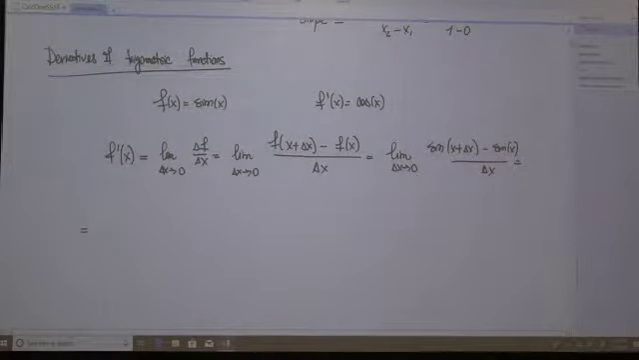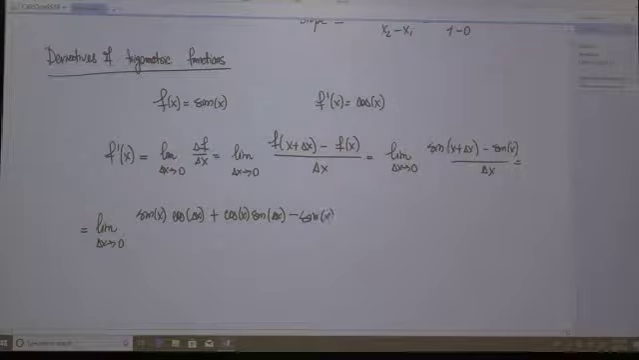Then we can open up the first term using the angle addition law of trigonometric functions. It will be sine of x cosine of delta x, plus cosine of x sine of delta x, minus sine of x, over delta x, right? Do you understand that this is equal to sine of x plus delta x?